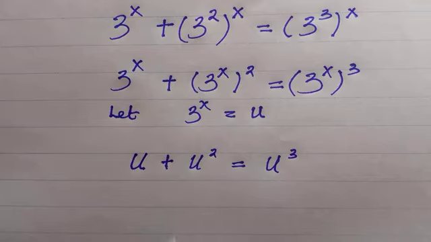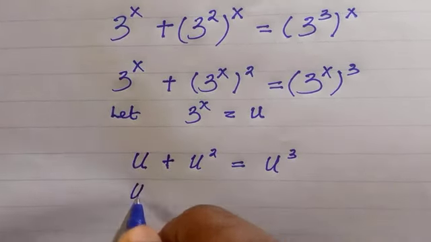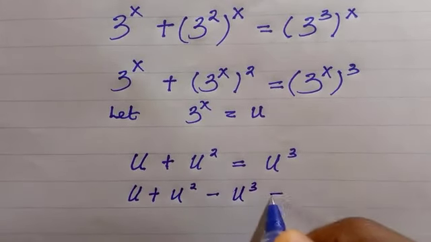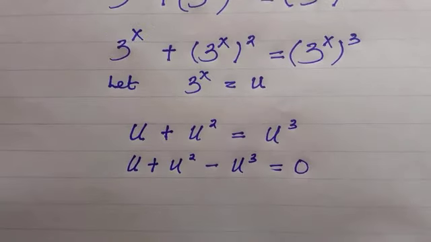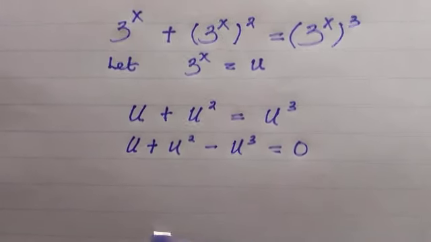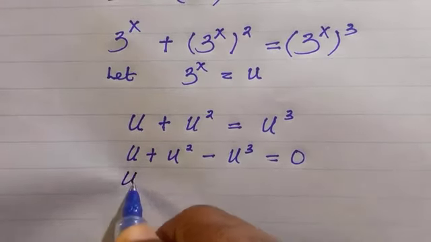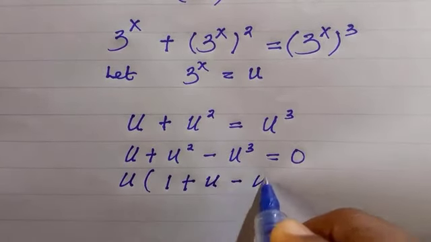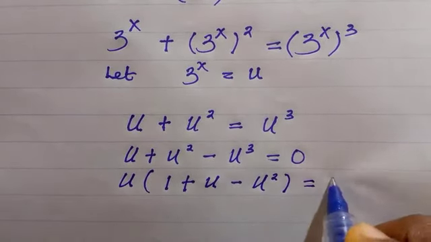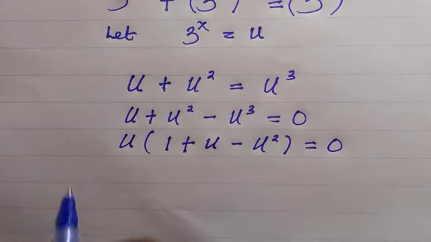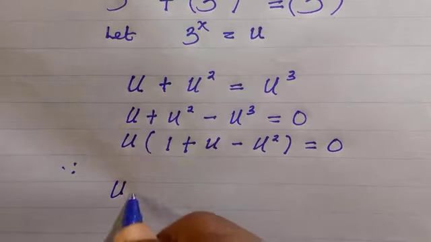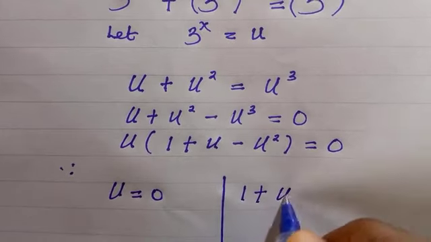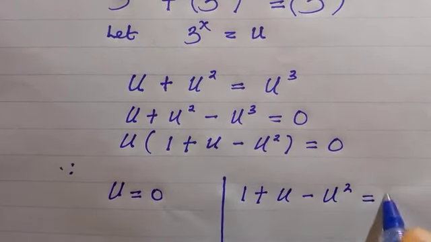So at this stage, if we take u to the power 3 to the left hand side, we have u plus u square minus u raised to the power 3 equals 0. By factoring out u, since we have u common to them, we are left with 1 plus u minus u square equals 0. Therefore, we let u equals 0, or we can still have 1 plus u minus u square equals 0.